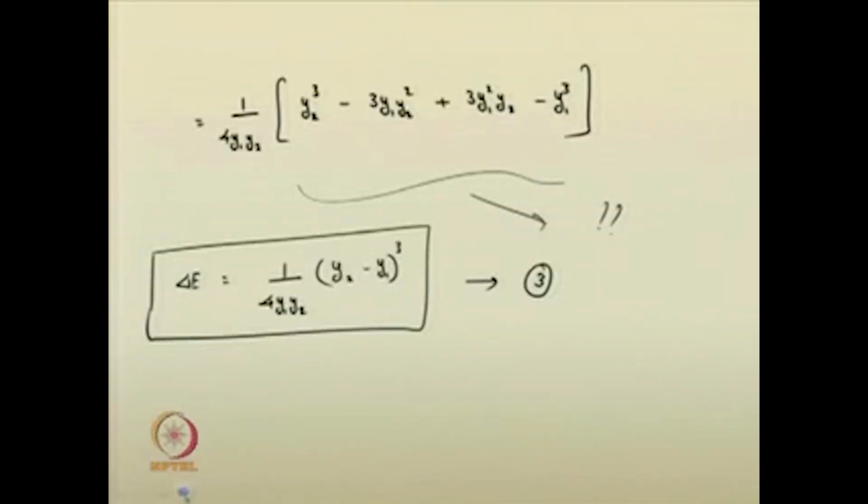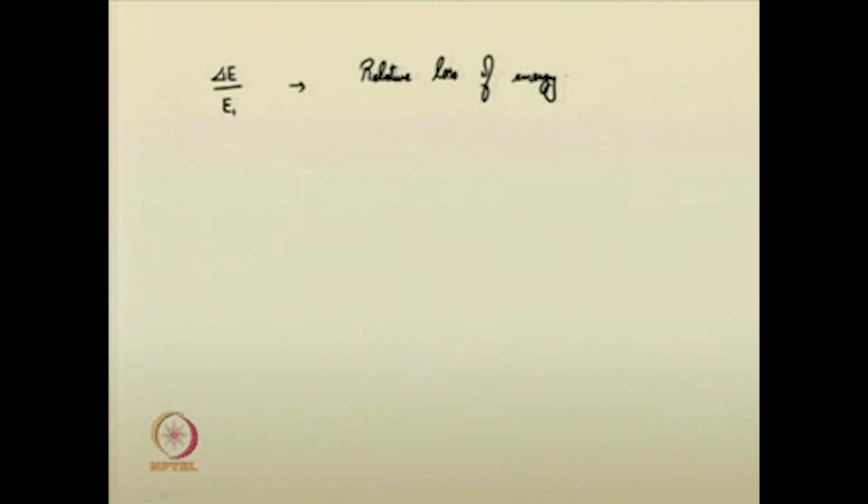If you want to express energy in terms of relative terms, you can define a ratio, del E by E1. This is called the relative loss of energy, because you know the upstream section specific energy and what is the energy loss. Like that, the non-dimensional form of loss in energy can be expressed. So, it is a relative loss in energy term.